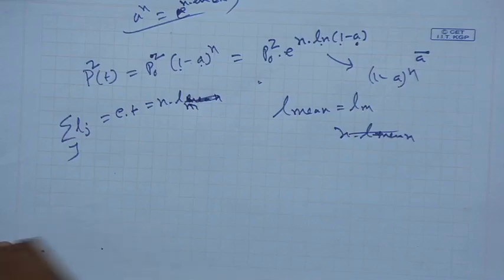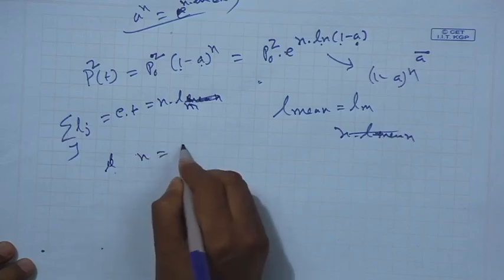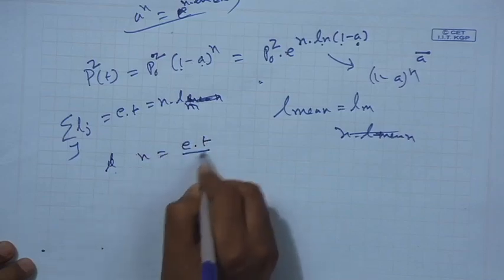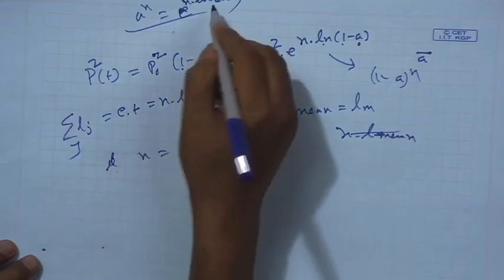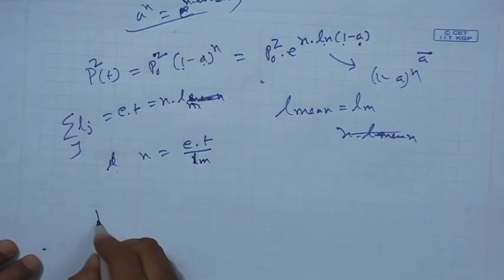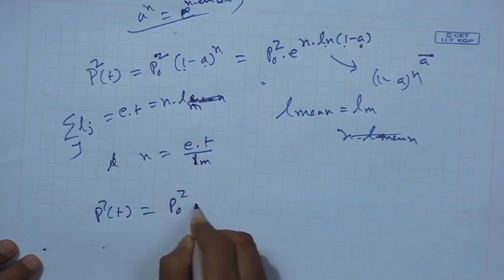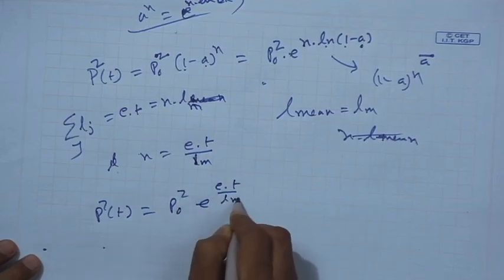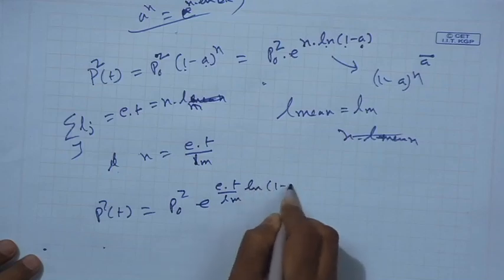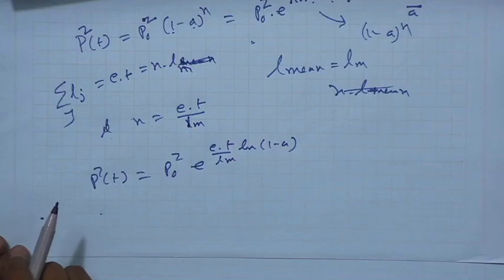Okay. Now, n is nothing but c into t divided by L mean. I put the value in there. So, P square t is nothing but P 0 square e to the power n, that is c into t divided by L mean, into ln 1 minus A, t into ln 1 minus A.